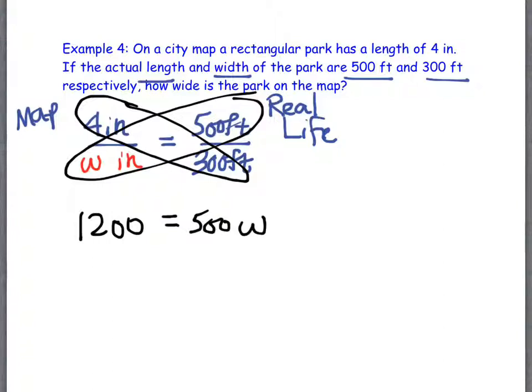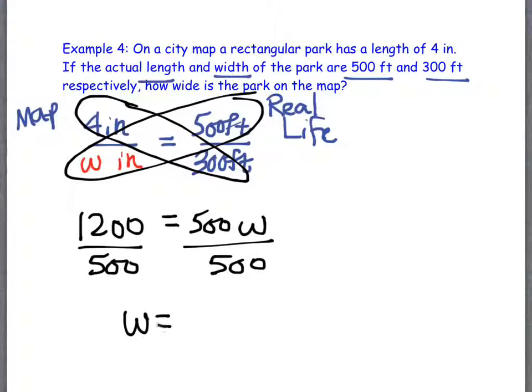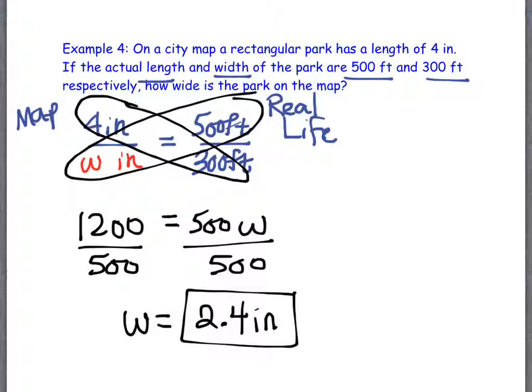So then what do I do? Divide by 500. So what's 1,200 divided by 500? It's 2.4 inches. And it makes sense to report that in terms of a decimal because that's a reasonable way of measuring length when we're talking real life. If you told me that it was 12 over 5 inches, that would be quite awkward in a real life situation. Agreed? Okay. All right.